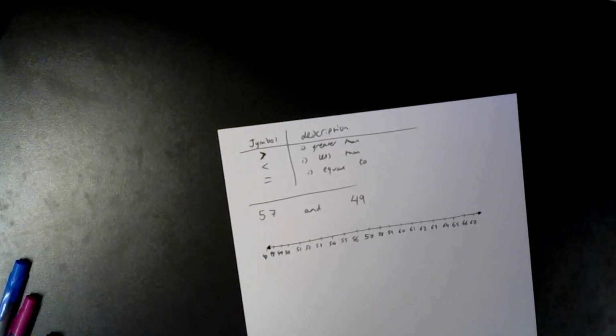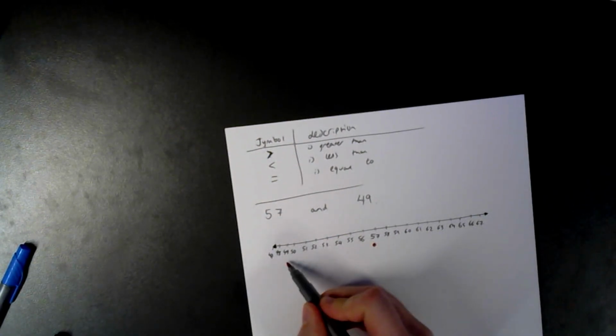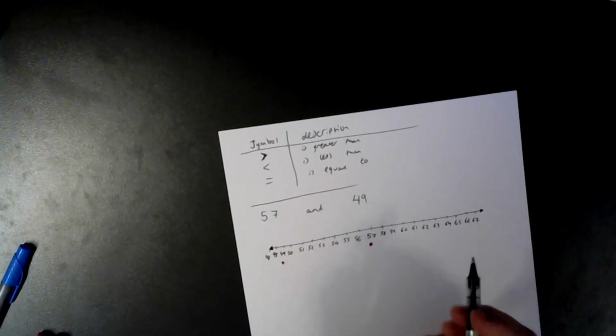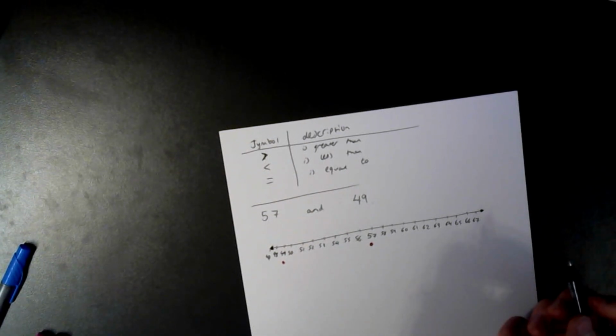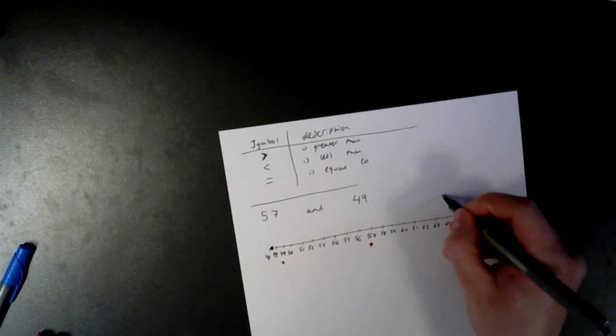Okay, so if we look here, we have 57 is there and 49 is here. And so, because 57 is to the right of 49, or 49 is to the left of 57, then 57 is greater than 49.